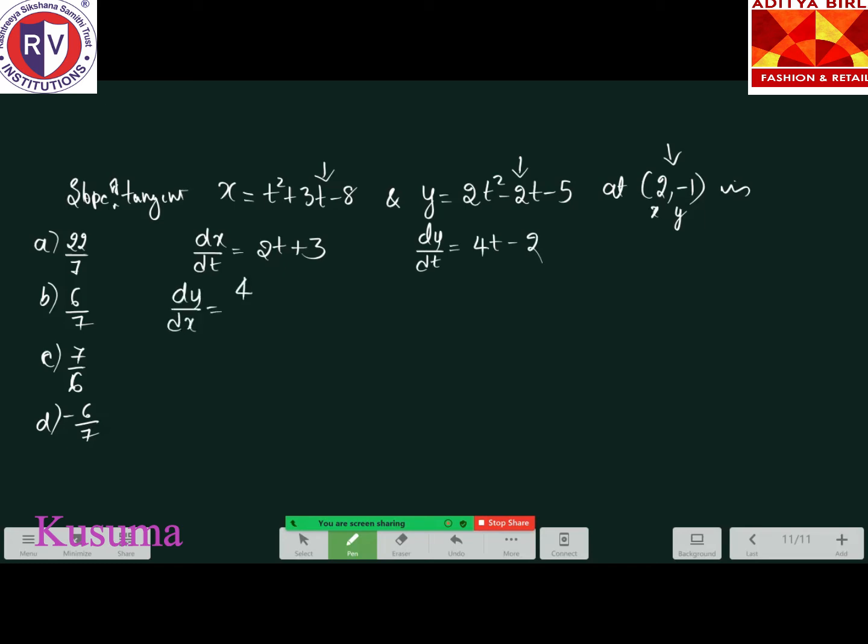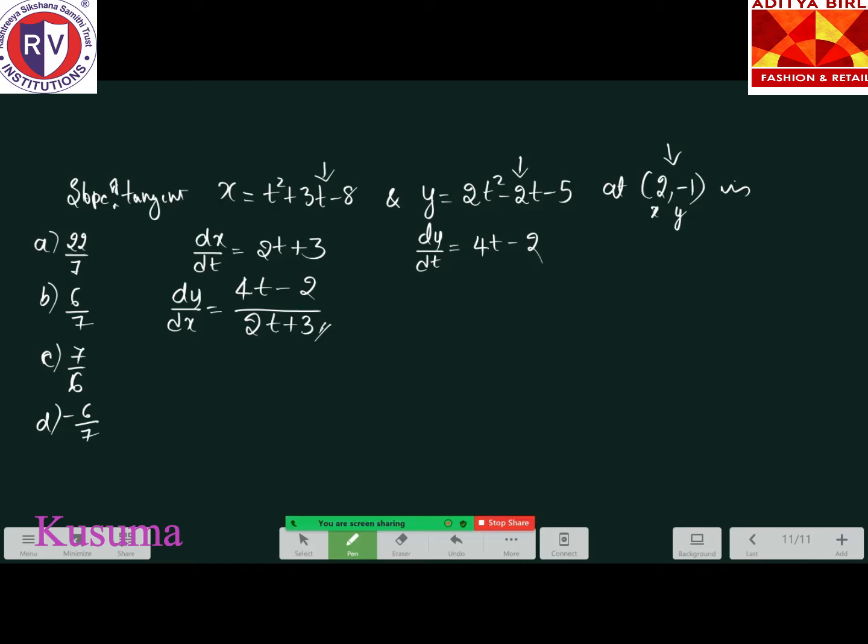dy by dx will be this, 4t minus 2 divided by 2t plus 3. This is our dy by dx. But we are supposed to find out dy by dx at (2, -1). We don't have x or y here. Now we must find dy by dx at (2, -1).